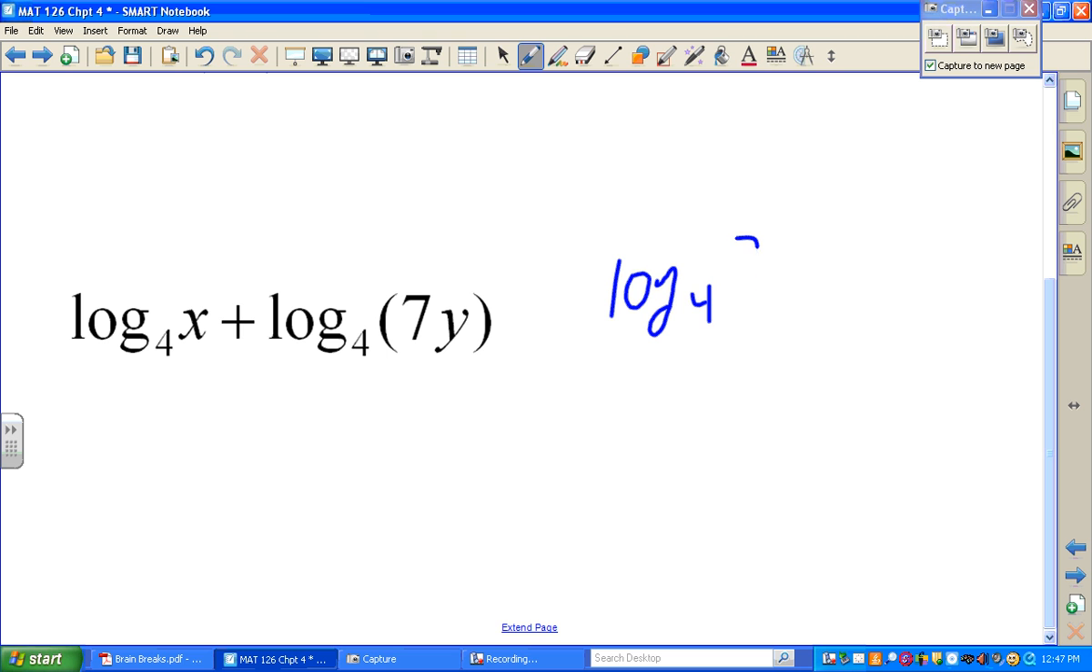Log base 4 of 7xy, isn't it? You just put them together like that? I mean, just put them together as a single log. You use the word log once. That doesn't seem very challenging or very difficult. We might get the whole section done today. That'd be all right with me.